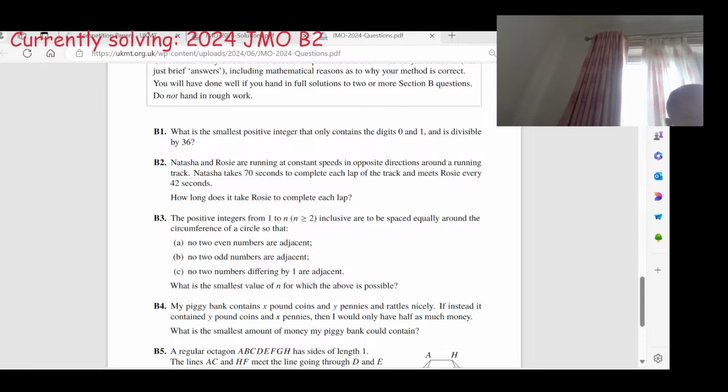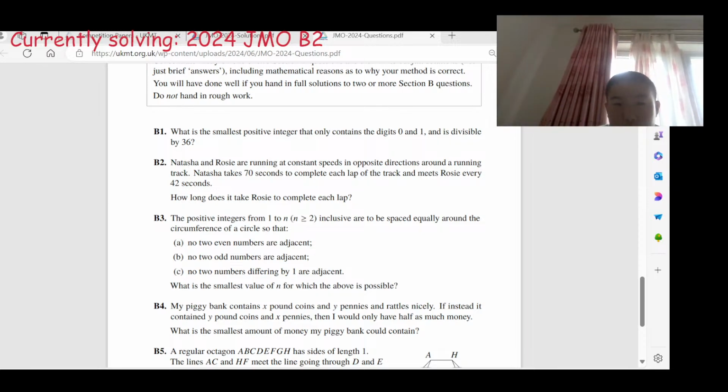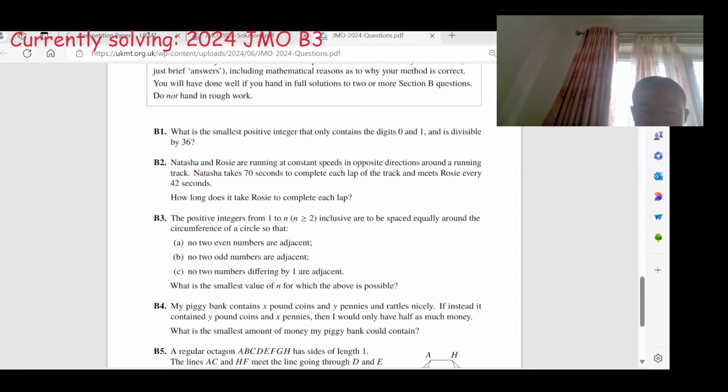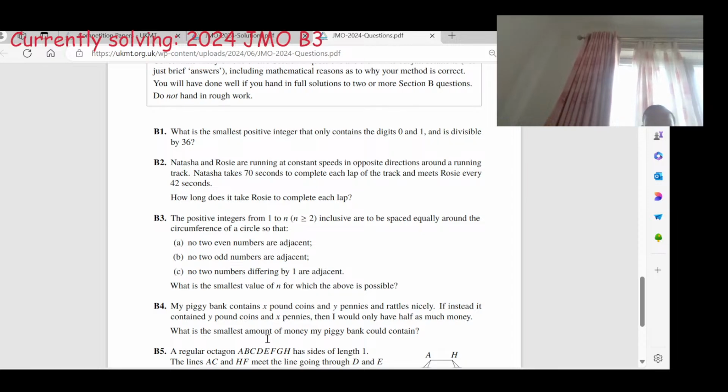Okay, so I'll actually go out of my way to explain B2. The point is that Natasha has run 60% of the way there when she meets Rosie, and therefore Rosie has run the other 40%. So if Rosie spends 42 seconds running 40% of the lap, then she'll spend 105 seconds running the whole of the lap.